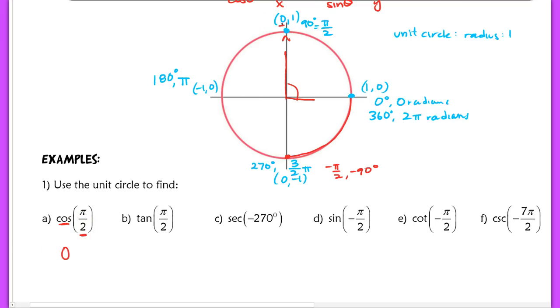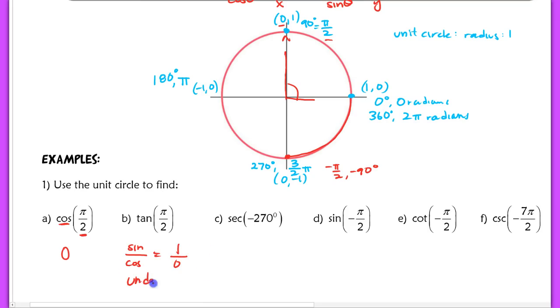Now the tangent of pi over 2, remember this is sine over cosine. Okay, so I'm going to look at pi over 2 again. So I'm still at this angle measure here, 0, 1, and I'm going to take the y value, 1, over 0.